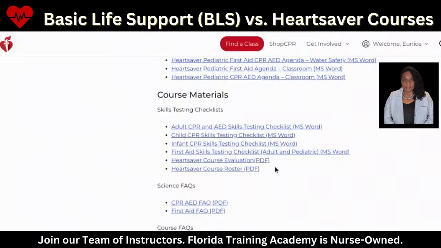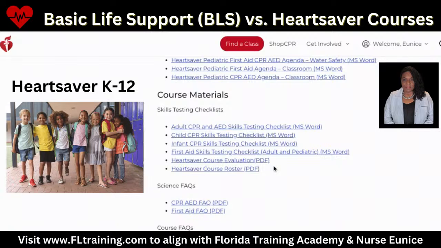And now, one more thing, they have a Heartsaver K through 12 card. And that's specifically for those who are attached to a school system, such as students, teachers, the staff who work at the school, and also the school's administration. And those cards tend to be a little less expensive. However, you cannot use the K through 12 cards for someone who works at a daycare center. They would be getting the pediatric Heartsaver cards.